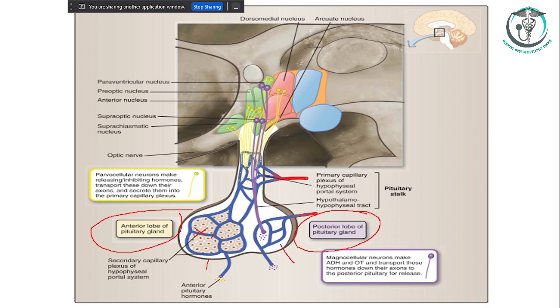So all the hormones that we'll talk about in today's session that are on the posterior pituitary gland are synthesized by the hypothalamus, not the pituitary gland itself. But the hormones that are on the anterior pituitary gland are actually synthesized by the pituitary gland itself, just controlled by the hypothalamus. I hope we are clear.